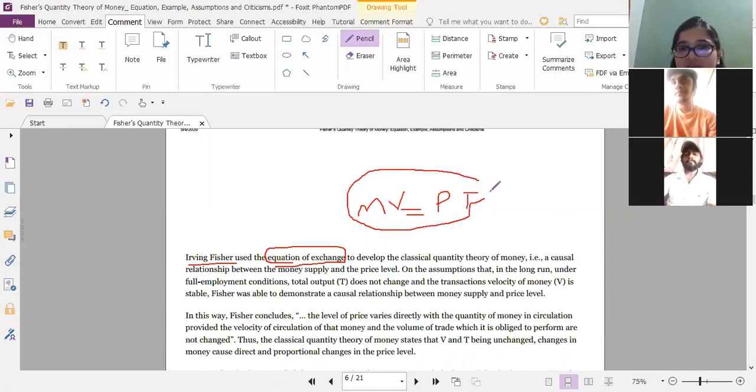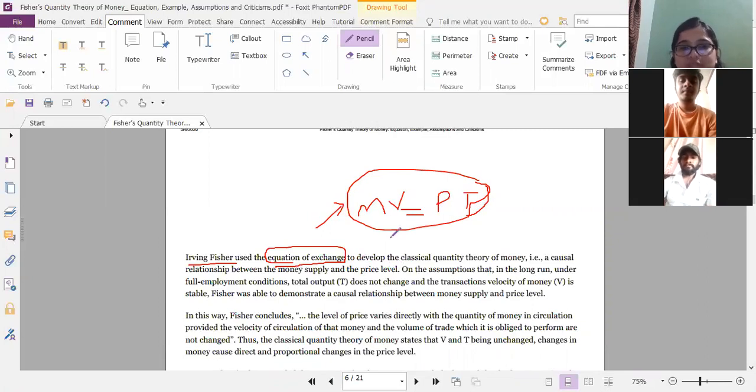This equation is called the equation of exchange. How are goods and services exchanged, right? So this is called the equation of exchange. Please do make notes of all this. Jot down these points in your notebook.